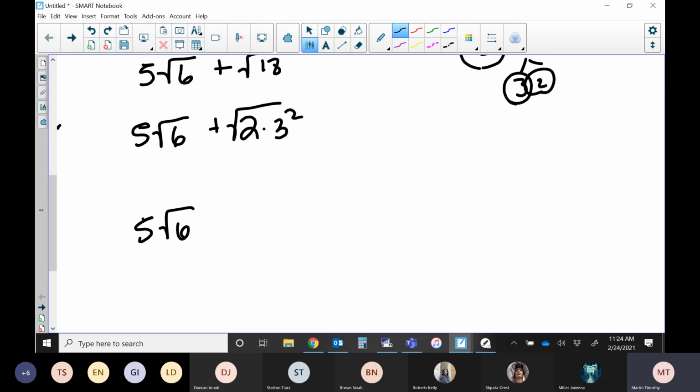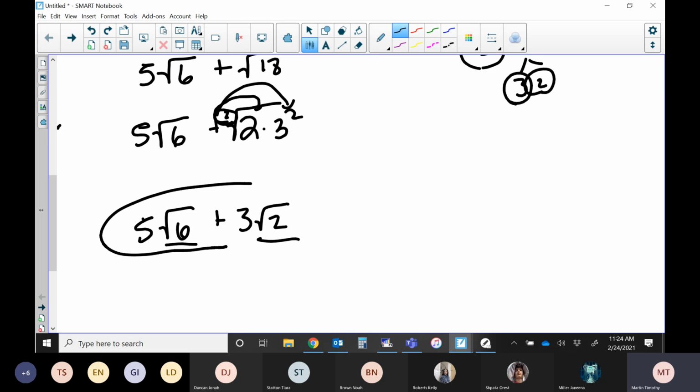5 square roots of 6 plus, 2 goes into 1 none, 2 goes into 2 once, so pull a 3 out, 3 square roots of 2. These guys cannot add together because they're not likes. There's my final answer.